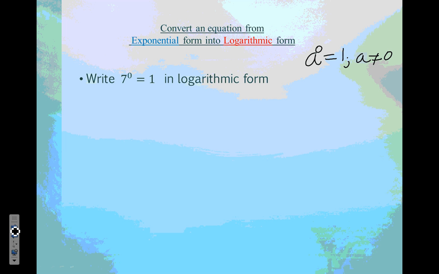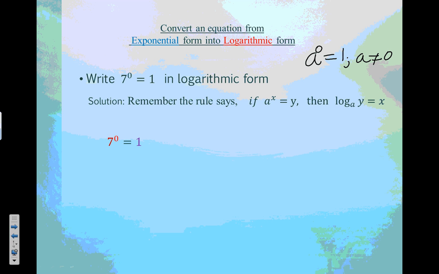So how do we convert this into logarithmic form? Go back to the formula that says if a to the x equal to y, then log base a of y equal to x. So we have 7 raised to the 0 power equal to 1 will imply that log base, well, what is our base? Our base is 7. Log base 7 of the argument 1 equal to the exponent, which is 0.